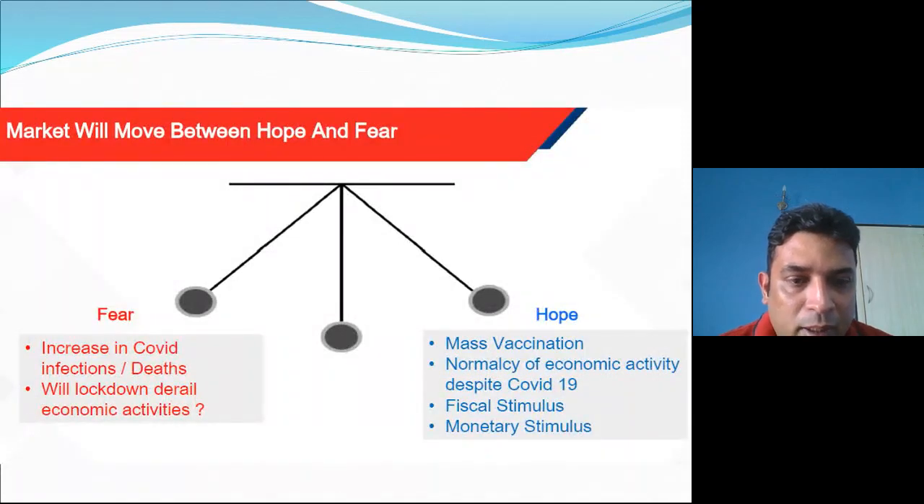So market, in a short time, as I mentioned earlier, will move between hope and fear. You will have a lot of volatility in the next 2 to 3 months, like May, June, July. You will see a lot of volatility, an increase in COVID infection, which will lock down real economic activity, and we have a hope of mass vaccination, normalcy of economic activity, fiscal stimulus, and monetary stimulus. So market will hover between hope and fear in the next 1 or 2 to 3 months, till June, July, and you will see this hovering around happen.